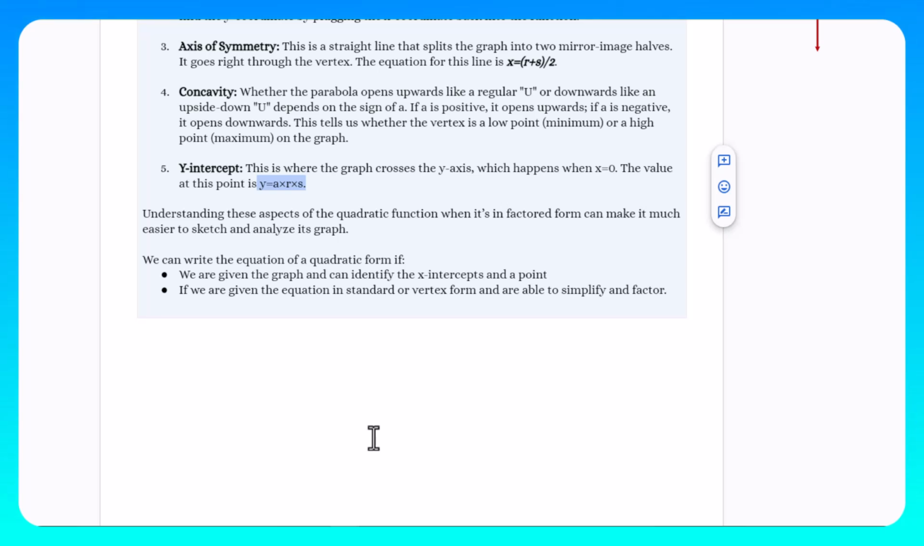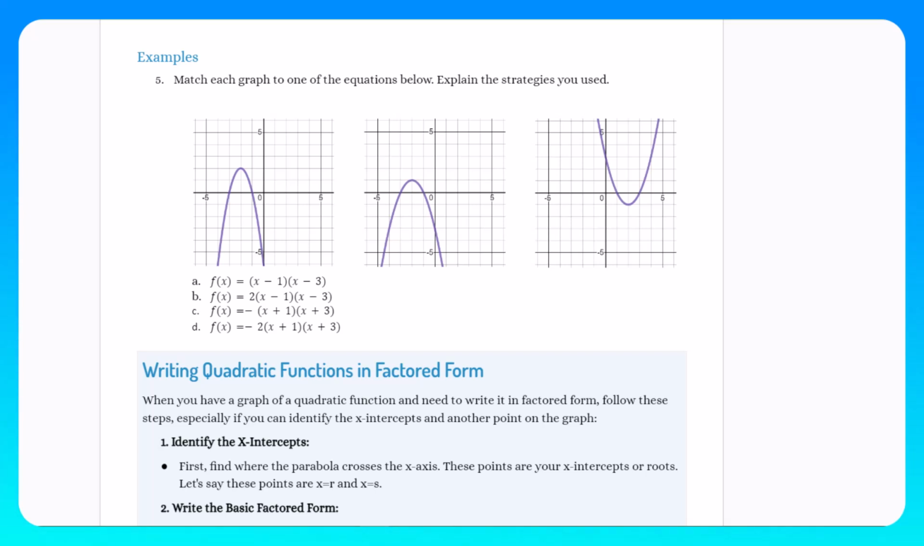So just like the other two forms had their advantages and disadvantages, this one does as well. So when we want to write something in factored form, if we're given the graph, we can identify the x-intercepts and a point, and we can use that to put it into factored form. And we'll do some examples. And if the equation is in standard or vertex form, we can simplify and factor it to get it into the factored form.